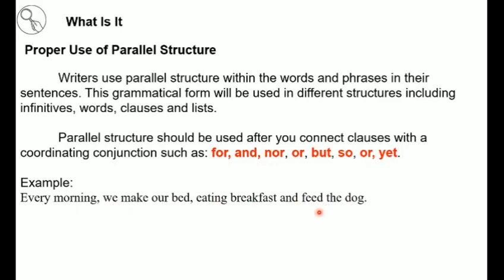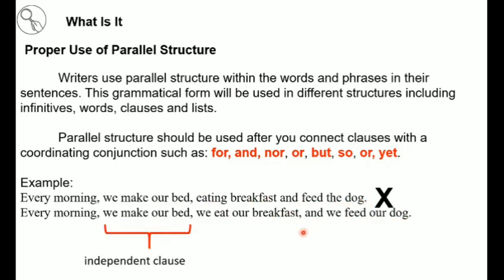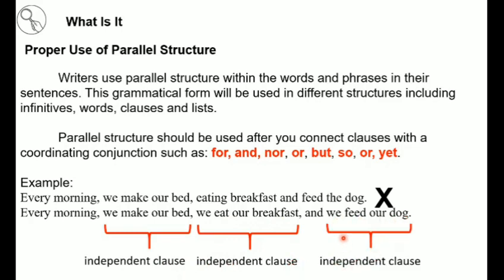Now let us analyze this sentence. We have here, we make our bed, eating breakfast, and feed the dog. This is not balanced. So this is wrong. It should be like this. We make our bed, this is our first element. This is an independent clause. And then we eat our breakfast, this is also another independent clause. And we feed our dog, this is also another independent clause. So this is now correct.